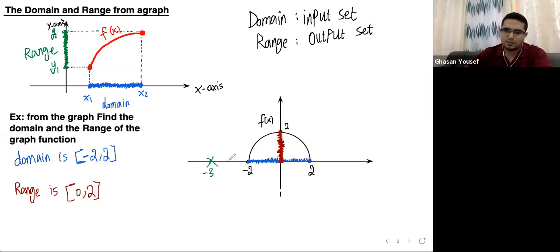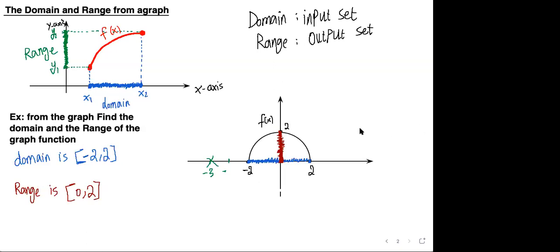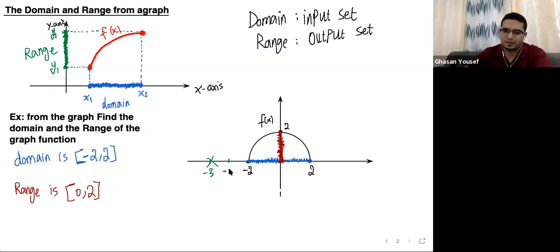If you go, for example, to minus 2.5, at this point we don't have a y value. It does not intersect the curve. But if we start from minus 2 at this point, you will see the value for y, or f of x, is 0.